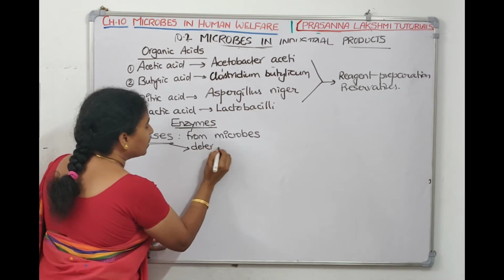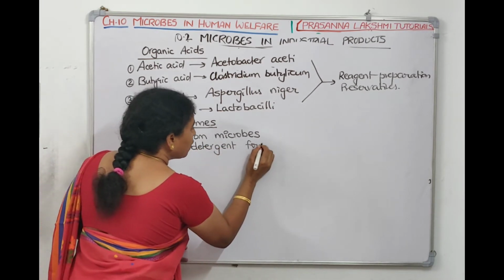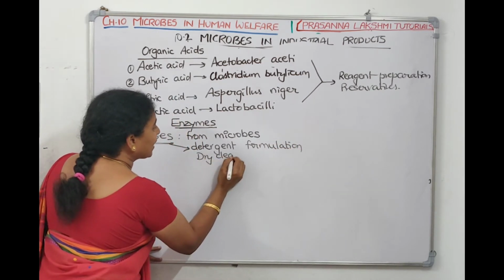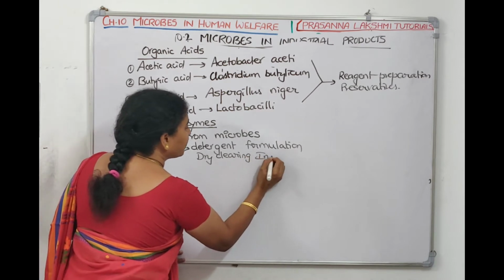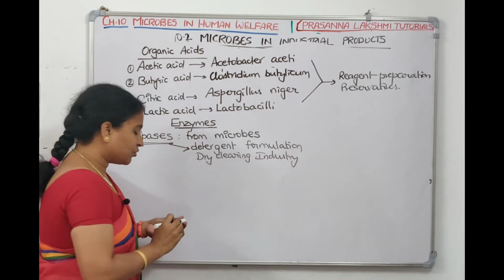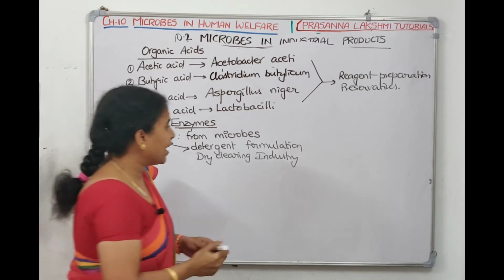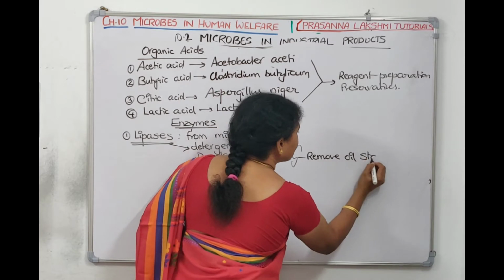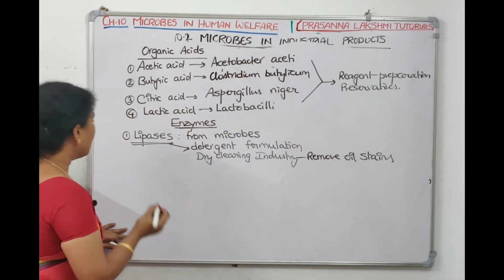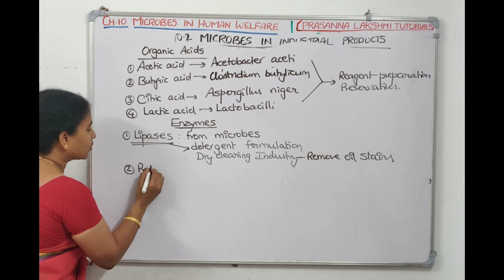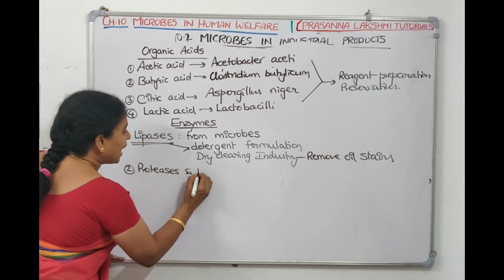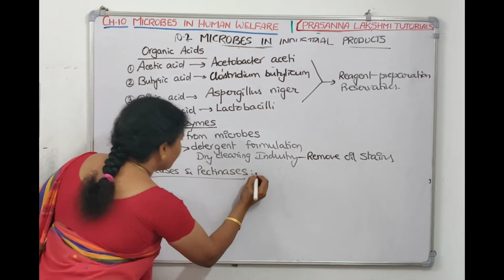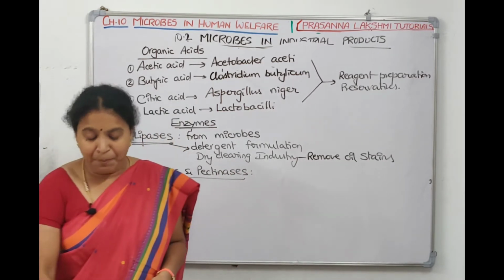We use lipases in detergent formulations and in the dry cleaning industry, to remove oil stains. So this is one enzyme. Coming to the second enzymes, they are called proteases and pectinases. From bacteria we extract proteases and pectinases.